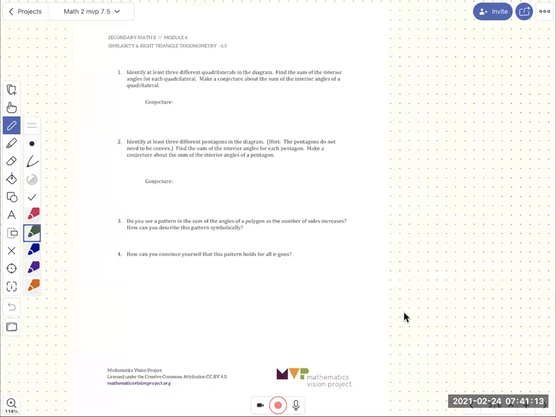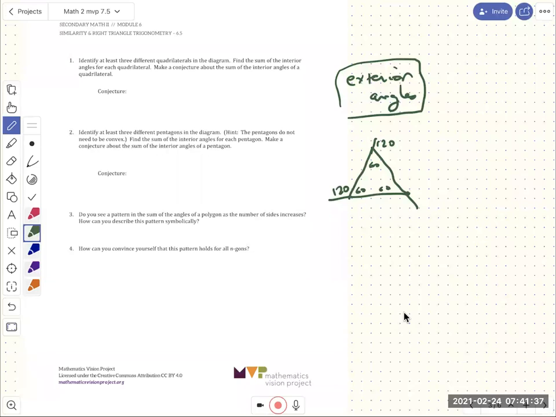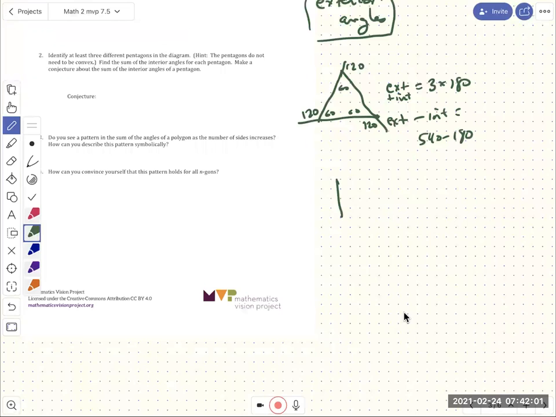Okay, so let's use this to talk about exterior angles and interior angles. If you had an equilateral triangle, it's pretty easy to say what happens: you have 60 and 120, 3 times. So altogether the exterior plus interior equals 3 times 180. And if you want to know just what the exterior alone is, exterior minus interior equals 540 minus 180, which is 360.